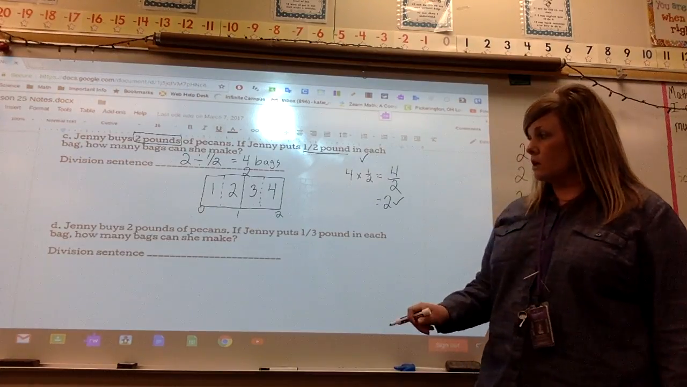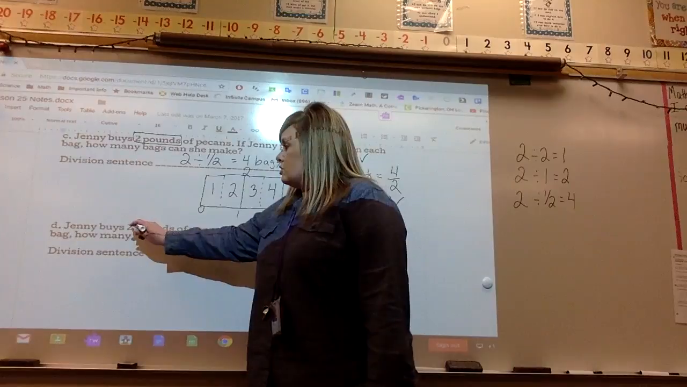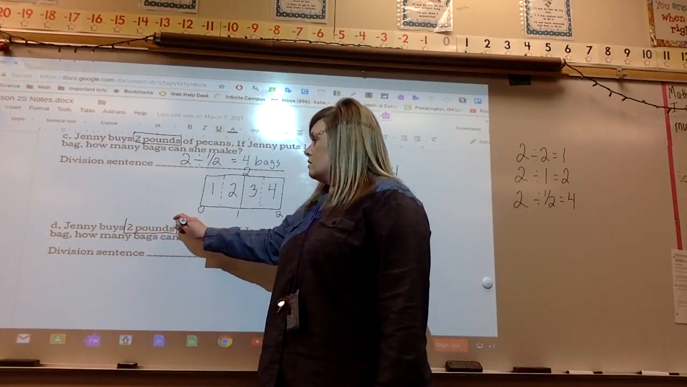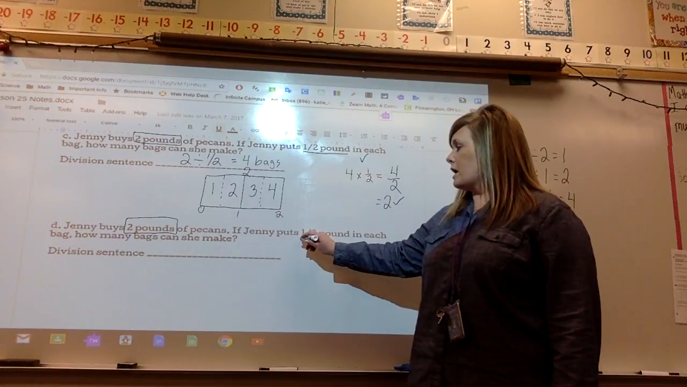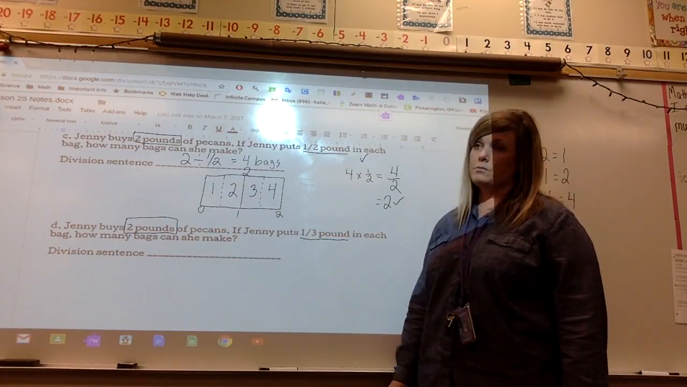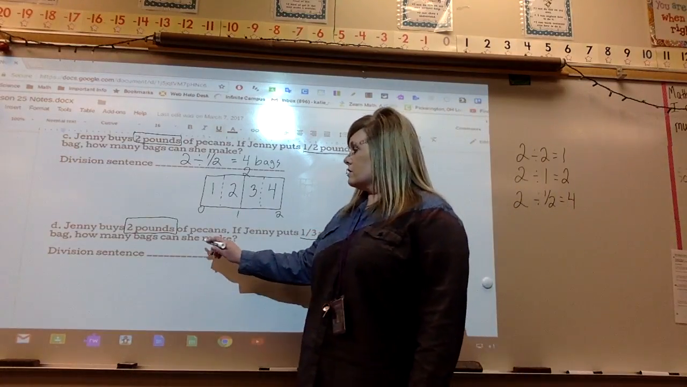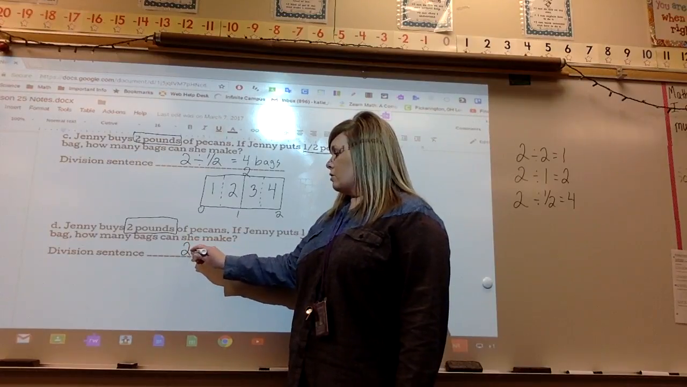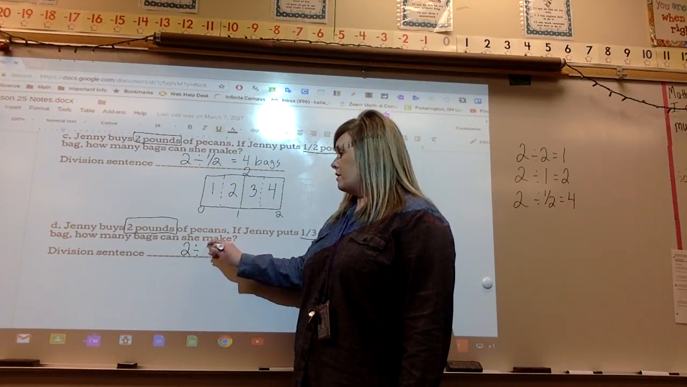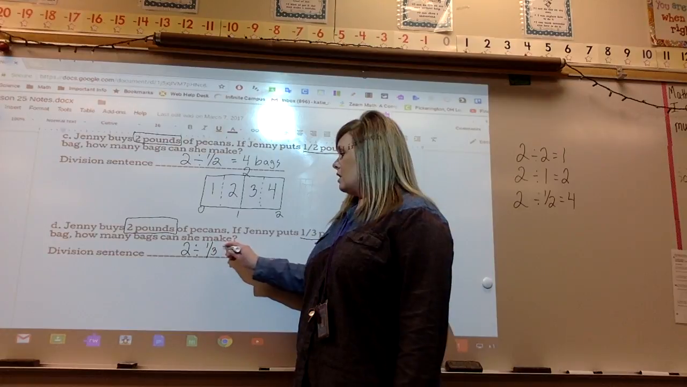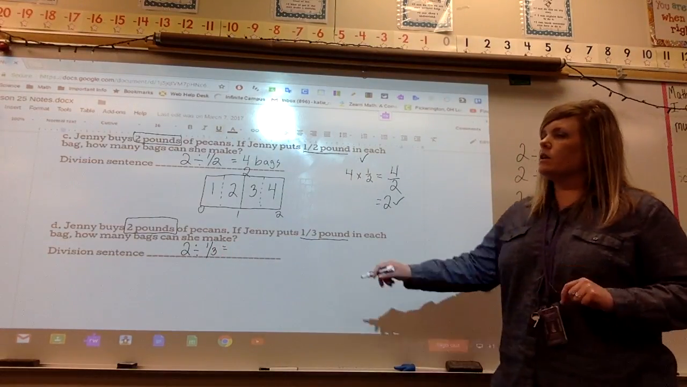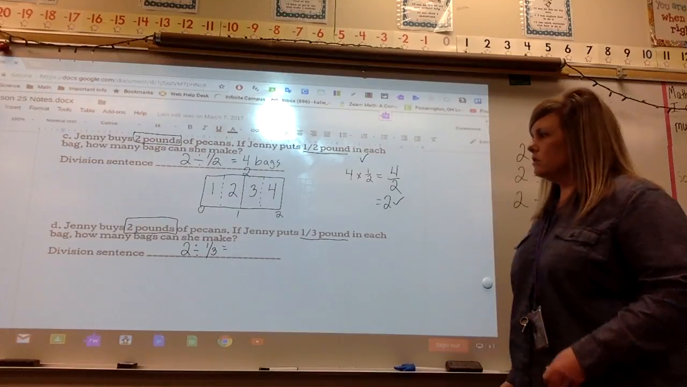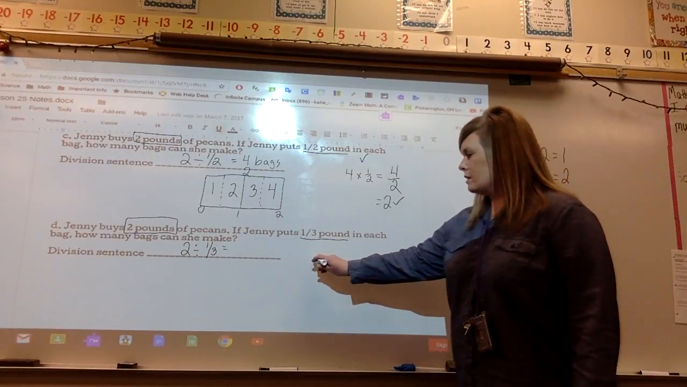All right, so the next question says Jenny is buying 2 pounds of pecans, and this time she's splitting it into bags that are going to hold 1/3 of a pound. So our division sentence is going to be what she's starting with, divided by the size of each bag, and we're trying to figure out this answer. Hopefully some of you think you may know. If you think you may know, write it down and let's check. Let's draw our tape diagram.